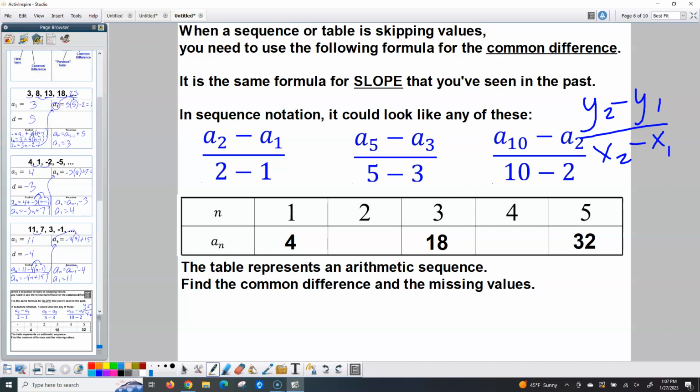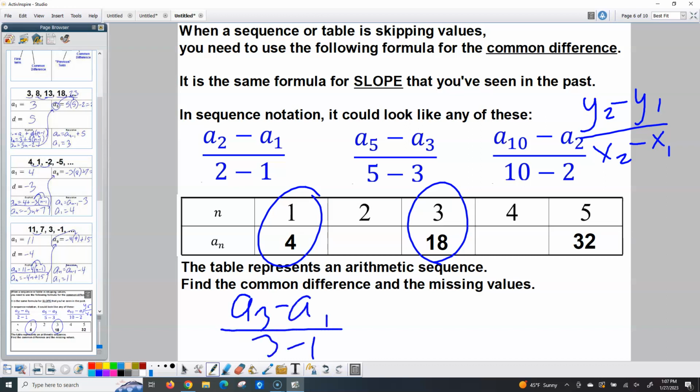Well, I need to figure out what the common difference is first. So I could either take this set of numbers and this set of numbers, or I could use that 5 and 32. It does not really matter at all. I'm just going to use those 2 smaller numbers. So I would say this is a sub 3 minus a sub 1 over 3 minus 1. That's the third term minus the first term over 3 minus 1. That would be 18 minus 4 over 3 minus 1, and I think that is 7.